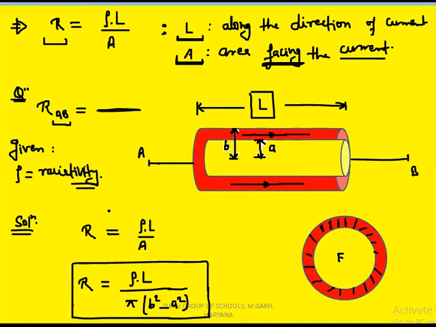Now to calculate the equivalent resistance R, it should be written as rho L by A. L is the length along the flow of current. So if I consider the current from A to B, then the length is equal to L. So rho L, and the area which is actually facing the current is the cross-sectional area. The cross-sectional area here is pi times B square minus A square, the area perpendicular to the flow of current, or the area which is facing the current. So for this shape, the equivalent resistance is rho L upon pi times B square minus A square.